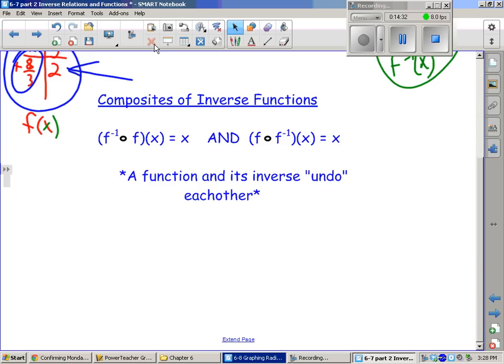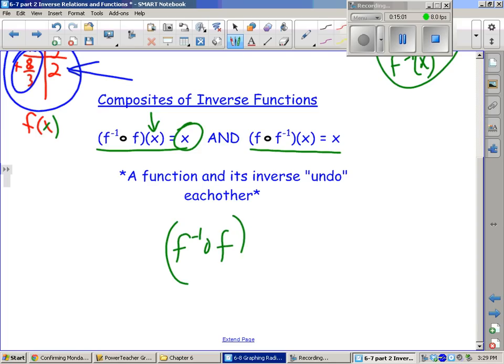But this is true of any composite of an original and its inverse. So it works in either order. We did this where we plugged into the inverse first and then plugged into the original, but it works the other way also. They're always going to undo each other. So whatever your input was, which was the 2 in our example, that's just your answer. So 2 is your answer when you have f of f inverse of 2, or f inverse of f of 2.